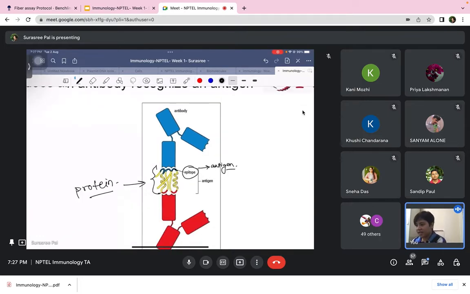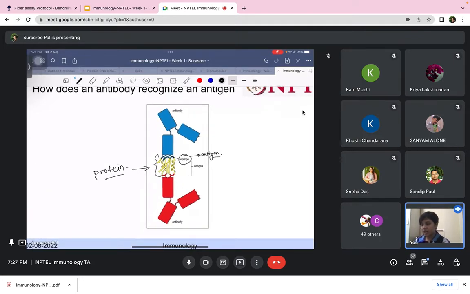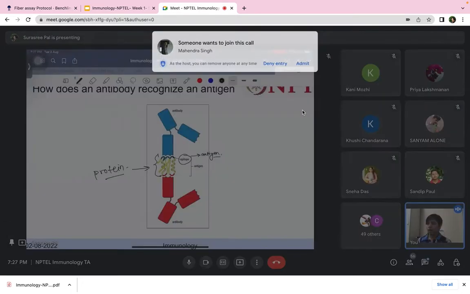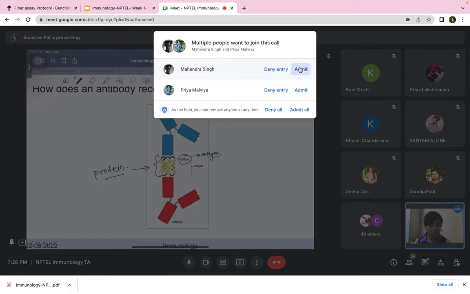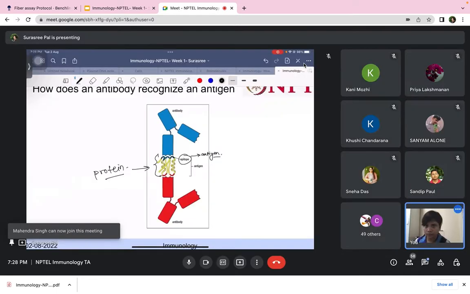And this antigen antibody reaction is very crucial, because antibodies, as I told you, are soluble, so they are not membrane bound, so they can practically recognize any and every antigen which is there in the extracellular space, right?